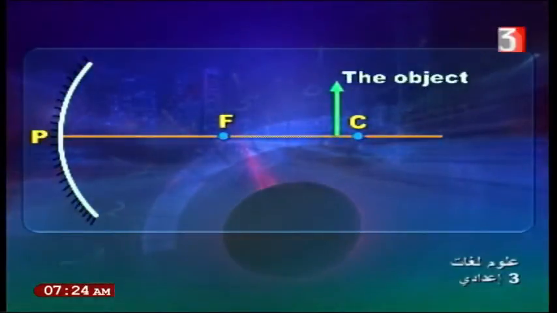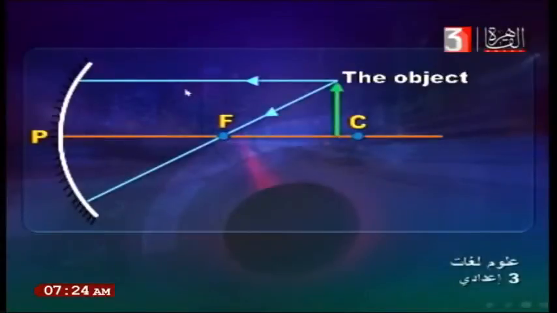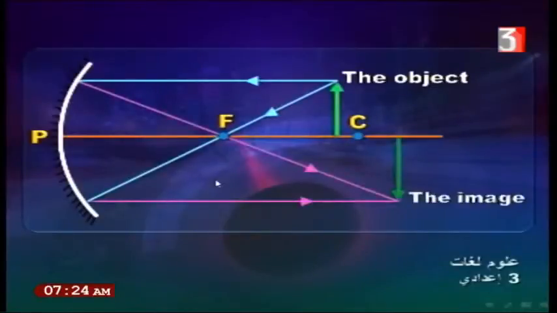Another question in our general revision: if we have a concave mirror as shown, and the object is between the focal length and the center of curvature, if we want to find the image of this object, we can find two rays. The first one is parallel to the principal axis, and the second is passing through the focus. The reflected light rays will form an image at a distance greater than the center of curvature.